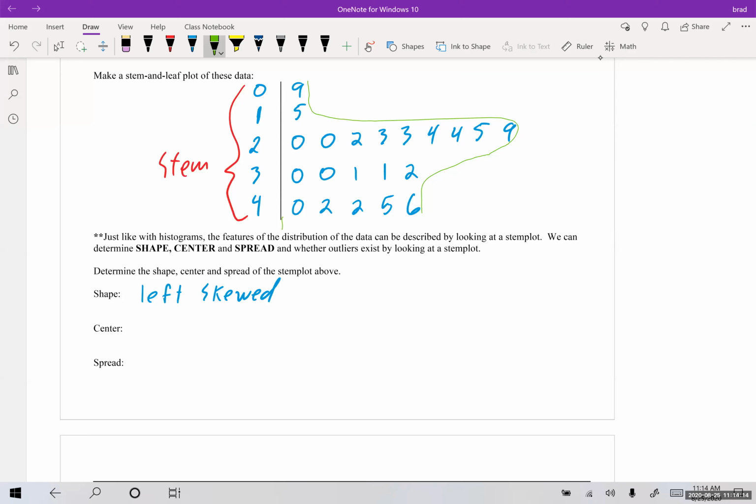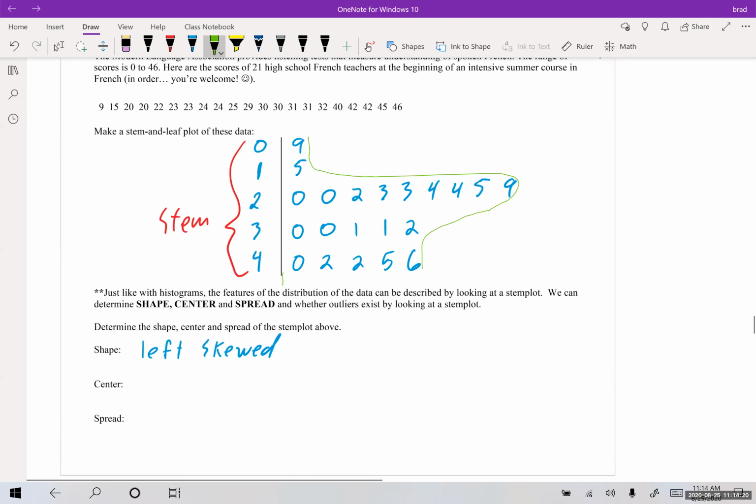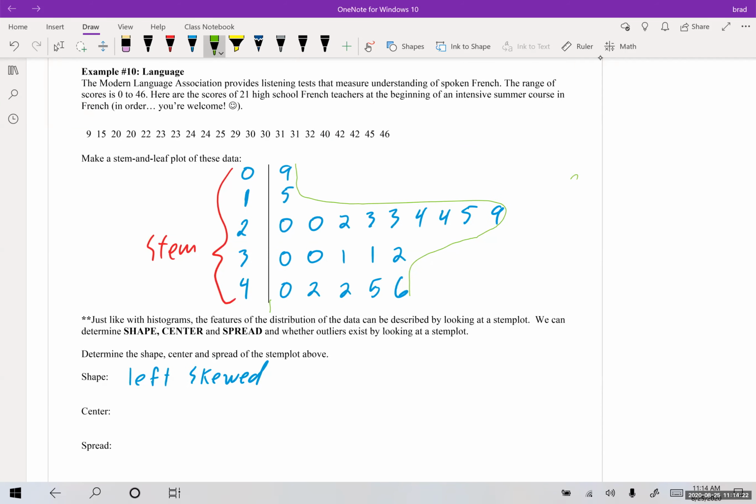The center, so how many data values are there? So there are 21 data values. So we're going to do 21 plus 1 divided by 2. So that equals 22 divided by 2, which is 11. So what we need to find is the 11th data value. So here's 1, 2, 3, 4, 5, 6, 7, 8, 9, 10, 11. Okay, so the number 29 is the center. Now you may be asking, well, why aren't you doing an interval?